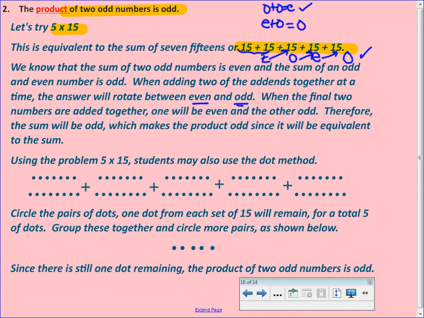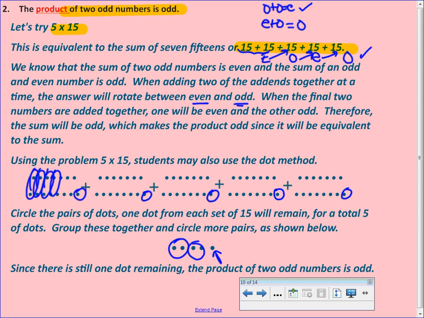Here I have five groups of 15. So if I circle off my groups of 15, I'm always going to have one left over. So if I take my dots that are left over, I can group those and I can group those, but I still have a remaining dot. Okay?